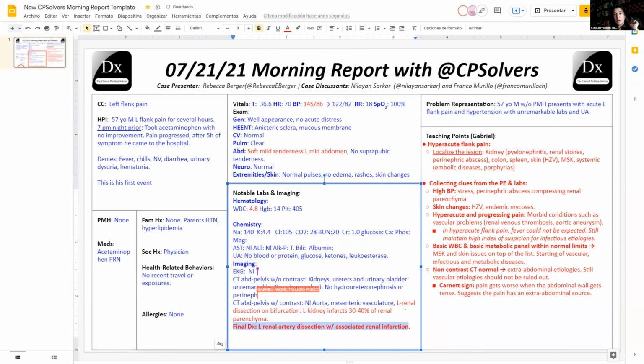Yeah, I completely agree, right? Now that we found what caused his flank pain, it is vascular. In fact, it's the perfusion to the left kidney. Why does this 57-year-old man have this happen, right? With no known medical history. Any thoughts, Nilayan, on that?